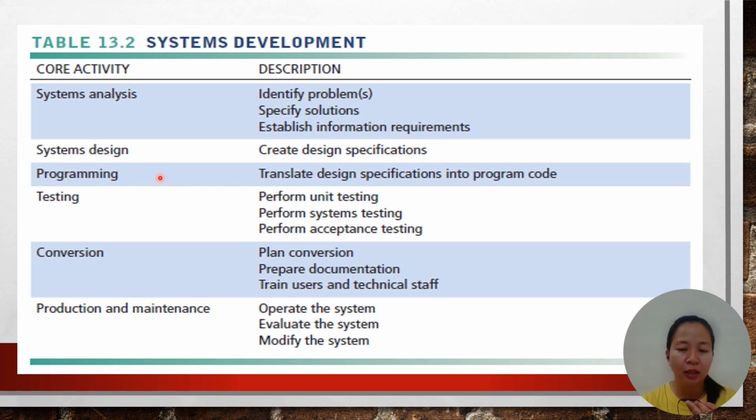So this is in collaboration with the programmers. Testing: perform unit testing, perform system testing, perform acceptance testing. And in conversion: plan conversion, prepare documentation, train users and technical staff. And then in production and maintenance, this is where we operate the system, evaluate the system, and then modify the system. So, as I said earlier, it could be in sequential order, or these activities could be done simultaneously, and so on through the process.